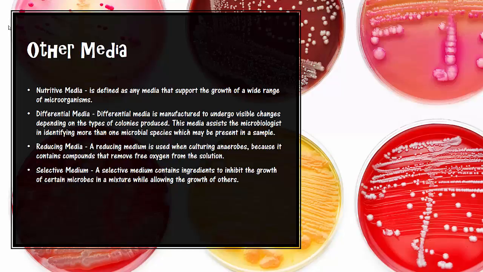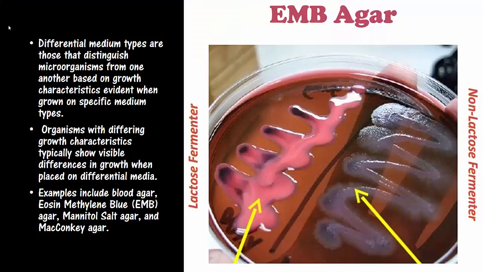We also have selective media. Selective media contains ingredients that will inhibit the growth of certain microbes while allowing the growth of other microbes. A selective medium contains ingredients to inhibit the growth of certain microbes in a mixture while allowing the growth of other microbes. Differential media are those that are able to distinguish microorganisms from one another based on growth characteristics that are visibly evident when grown on a specific media type. Organisms with differing growth characteristics typically show differences in growth when placed on differential media. Examples include blood agar, eosin methylene blue or EMB agar, mannitol salt agar, and MacConkey agar.